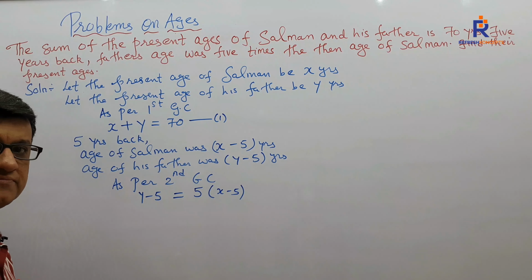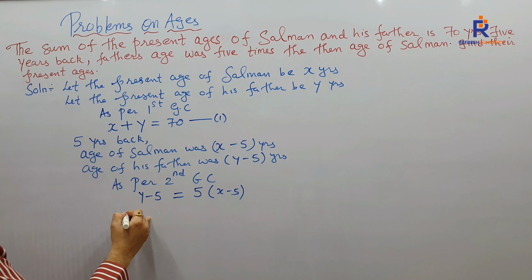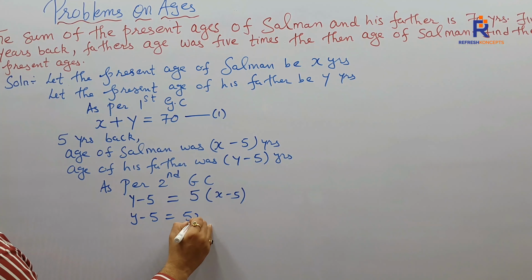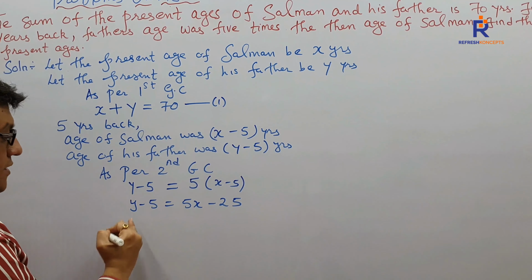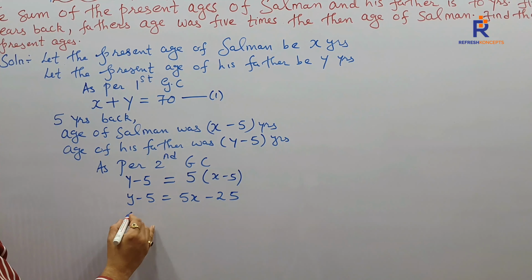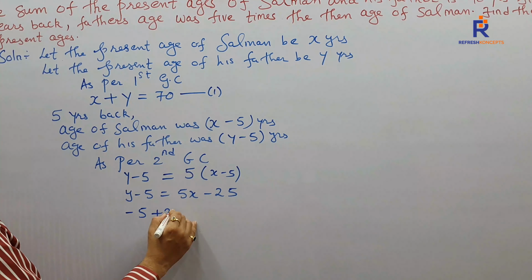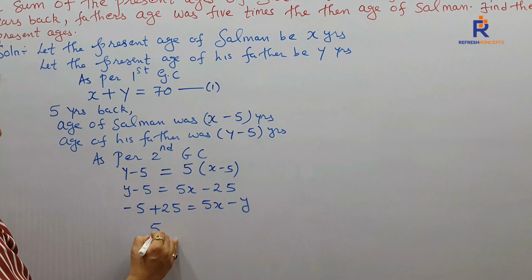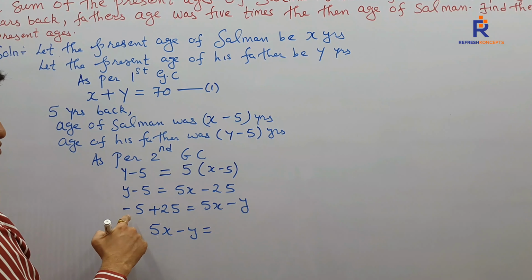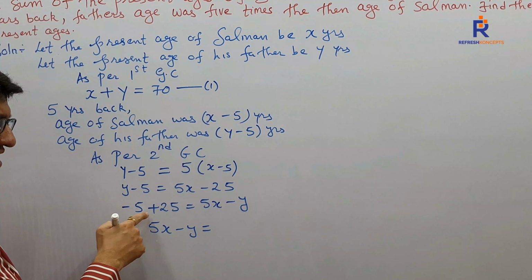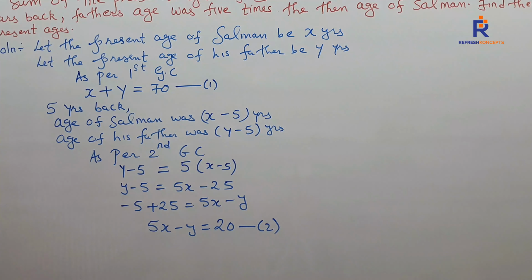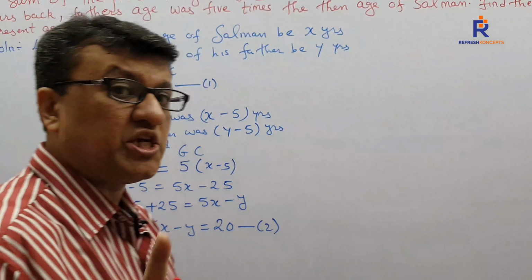I hope my children have understood. Framing is done. Bring it so as to get a simultaneous linear equation in equal to 0 format or equal to constant format. So it is Y minus 5 equals 5X minus 25. Bring this Y over here, minus 25 over here. So it's minus 5 plus 25 is equals to 5X minus Y. So can I say 5X minus Y is equals to minus 5 plus 25, which is plus 20? Equation number 2.